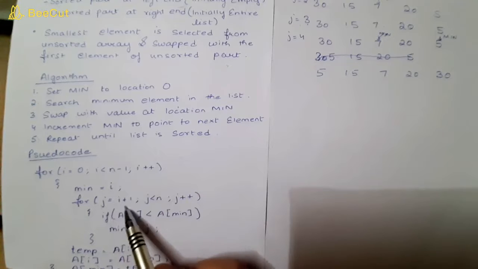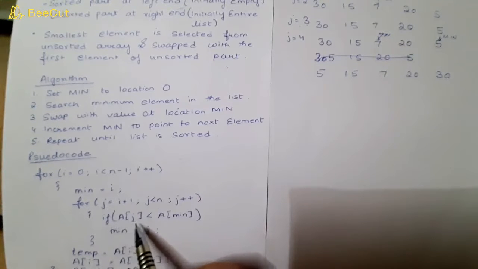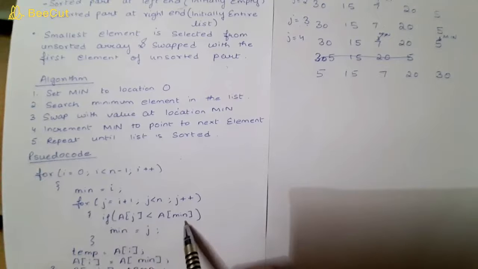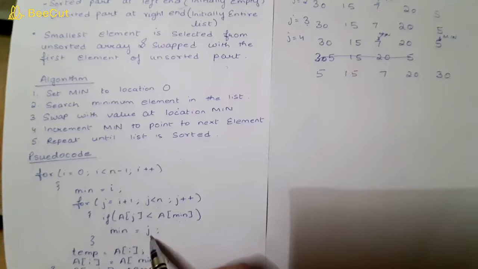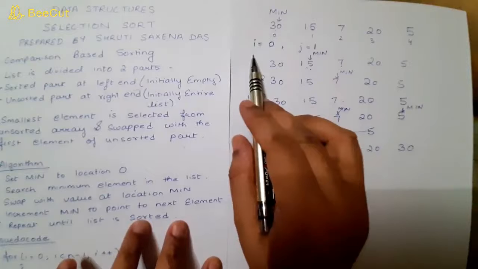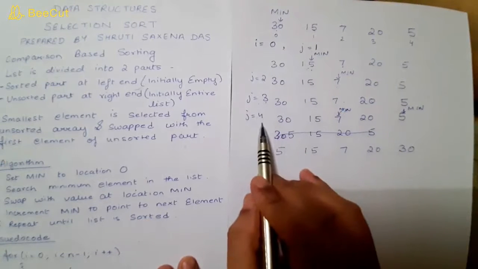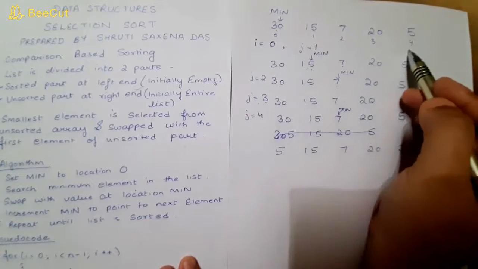And j is running from i plus 1 till n. Every time we are checking array of j with array of min. If array of min is greater, then in that case min value will be j. So that's what we were doing over here. For i equals 0, we have taken the j loop from 1 to 4, as the total array index is from 0 to 4.